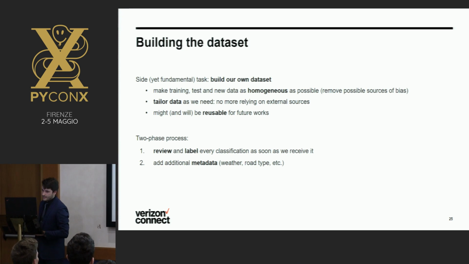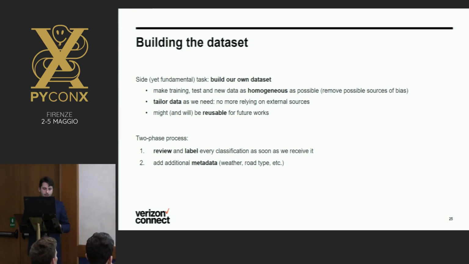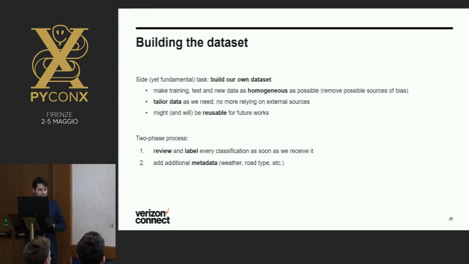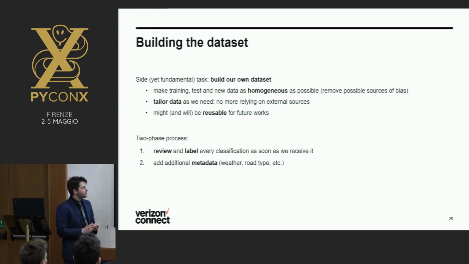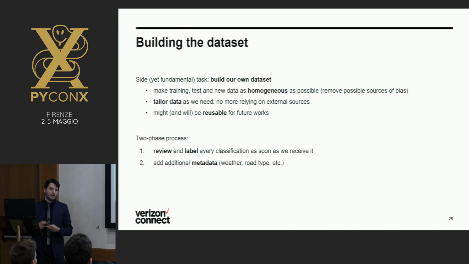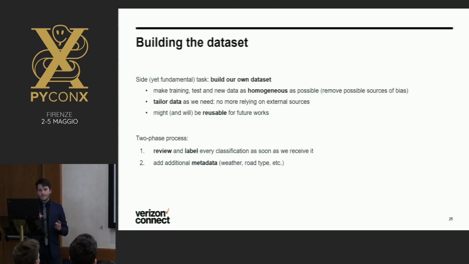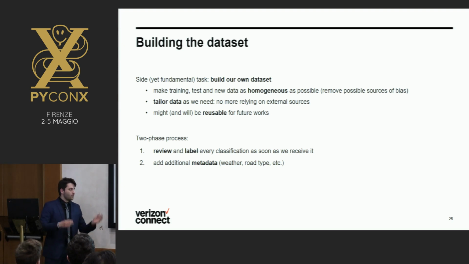The process of building a dataset usually requires a two-phase process. First of all, we review and relabel every classification as soon as we receive it, confirming it if it's a good one, and relabeling, changing its classification, when it's a wrong one, rare cases, luckily. And then we can add additional metadata, such as the weather, road type, all of these labels that might turn out to be useful in later works.